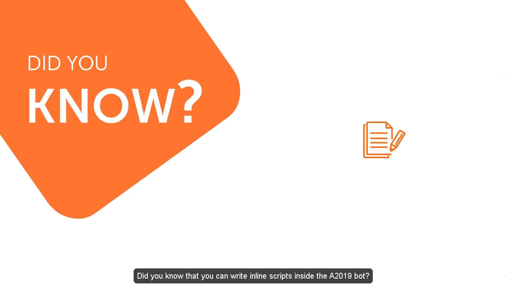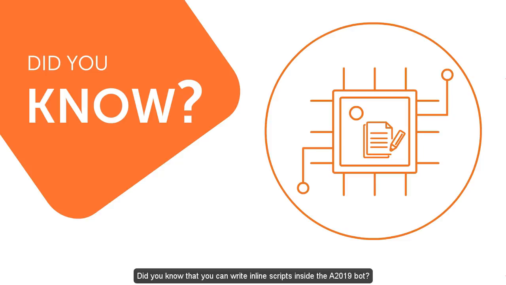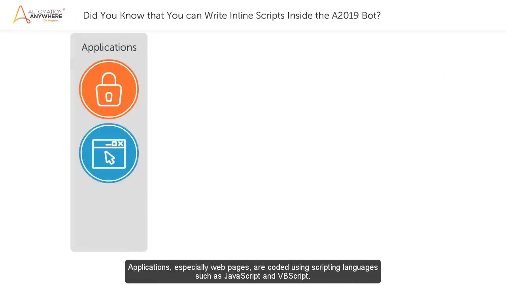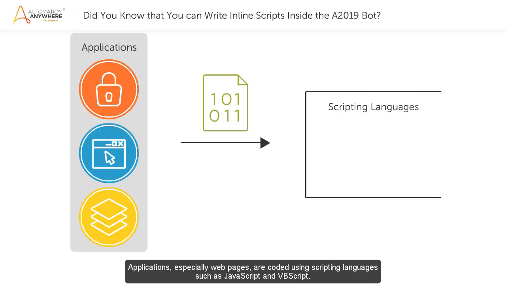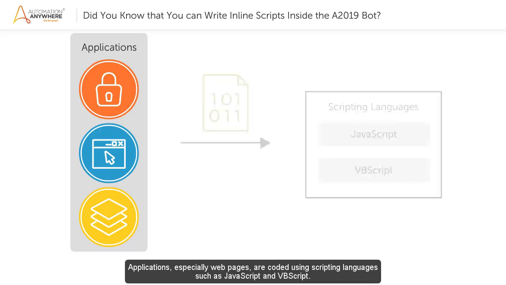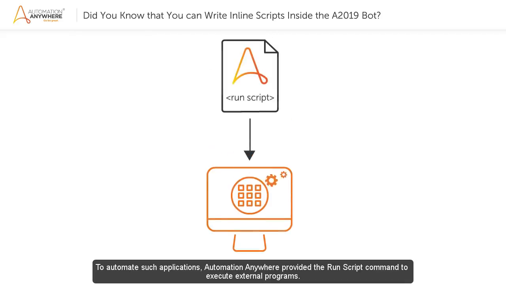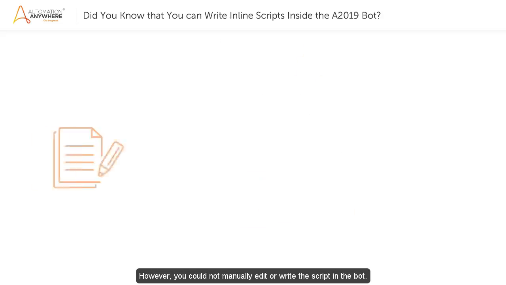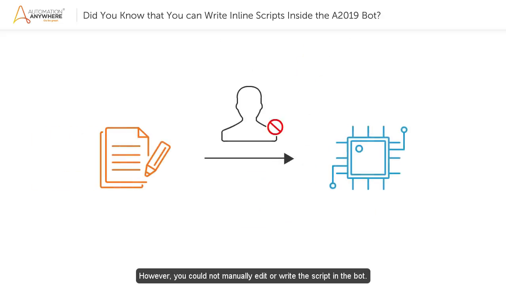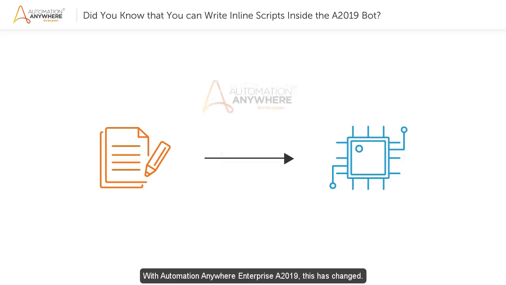Did you know that you can write inline scripts inside the A2019 bot? Applications, especially web pages, are coded using scripting languages such as JavaScript and VBScript. To automate such applications, Automation Anywhere provided the run script command to execute external programs. However, you could not manually edit or write the script in the bot. With Automation Anywhere Enterprise A2019, this has changed.